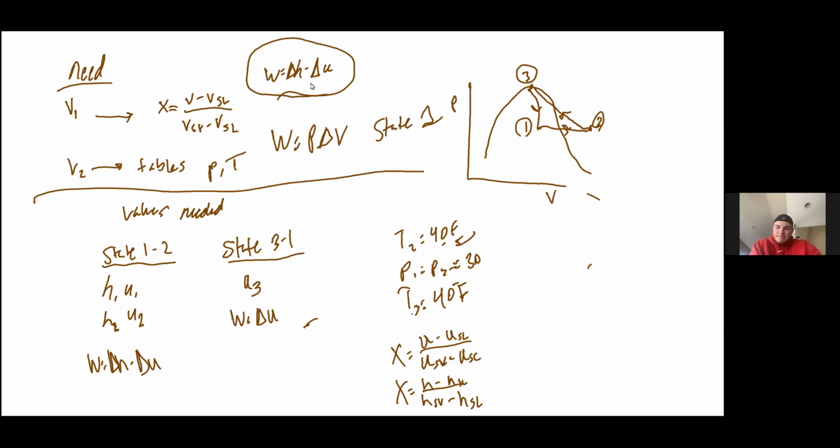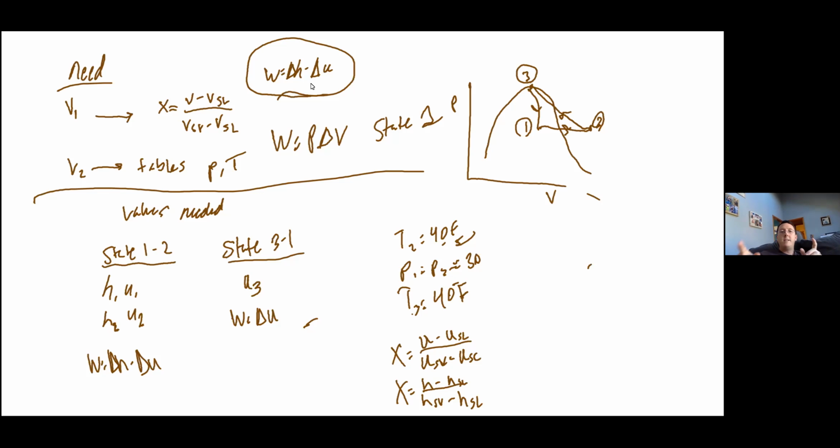Go ahead, Mike. Using the quality, we can find U1 and H1. Good. Then we can find H2, U2 from the tables. Good. And then we already know the work from state 2 to 3. And then from state 3 to 1, we just need U3. Then we just subtract that from U1. Okay. Sounds like you got it.